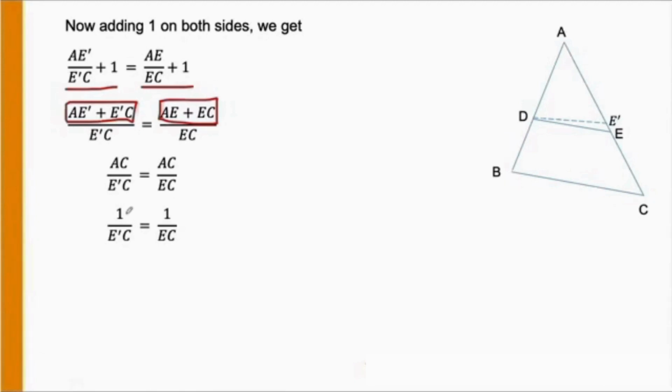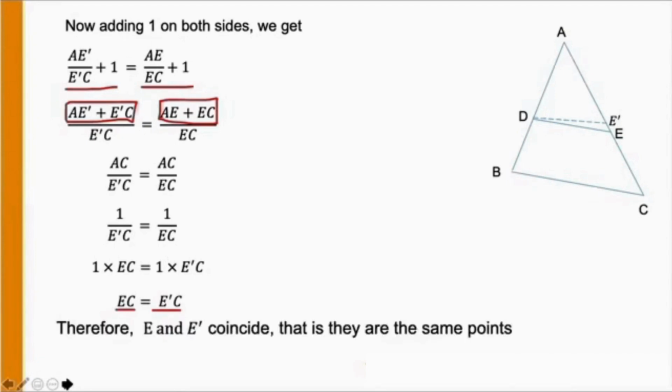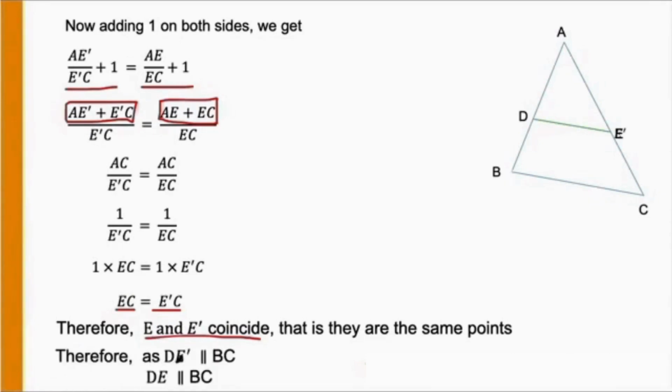And now if we take EC to that side and E dash C to this side, we will get 1 into EC is equal to 1 into E dash C, and that will give us EC is equal to E dash C. That means E and E dash coincide. Therefore, we can say that E and E dash coincide. That is, they are the same points. And you can see in the diagram that means DE and DE dash is actually the same line. Therefore, as we had already said that DE dash is parallel to BC, we can also say that DE is parallel to BC.